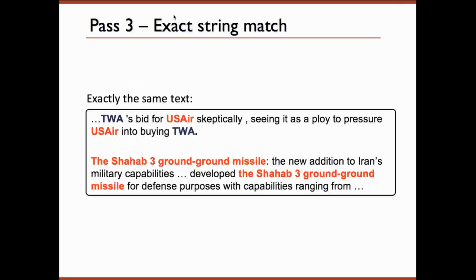Exact string match. So this is also very, very simple, and there's a funny story behind this. So basically, they match the same entities, the same mentions that have the exact same string formulation. So TWA matches with TWA, USAir with USAir, and Shahab 3 ground missile with the other one. So there is a funny story behind this. So in 2012, Dan Jurafsky, who was part of this group, reviewed a paper for multilingual coreference resolution. And what those guys did, they took our system for English, they applied it to Arabic, and they reported the score in the 60s. I'm going to discuss the evaluation measure later on, but 60s is high.